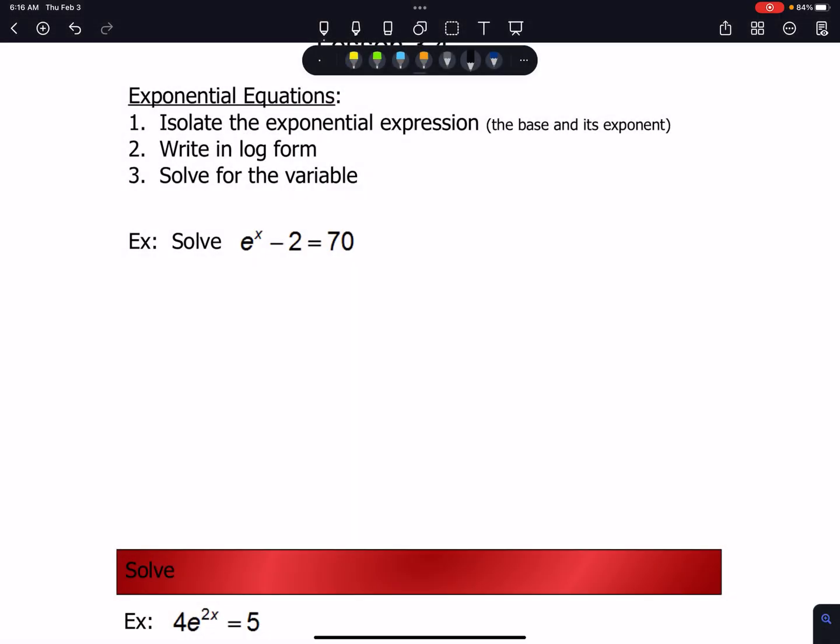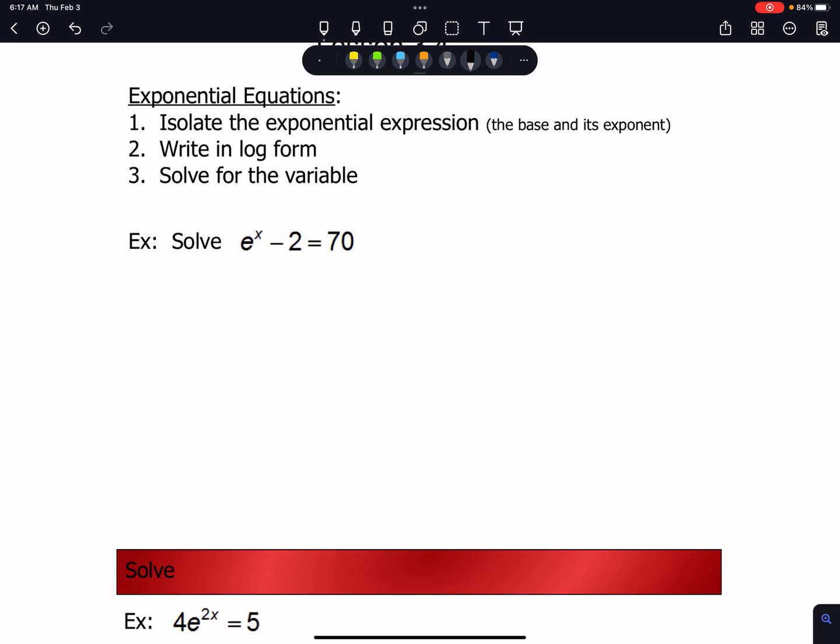Welcome to this video. Today we are going to learn how to solve both exponential and logarithmic equations. We're going to start with exponential equations, and there are a series of steps we're going to take to solve these equations. We're going to isolate the exponential expression, which is the base and its exponent. We're then going to write in log form, so we will transform our exponential equation to log form, and then we're going to solve for the variable.